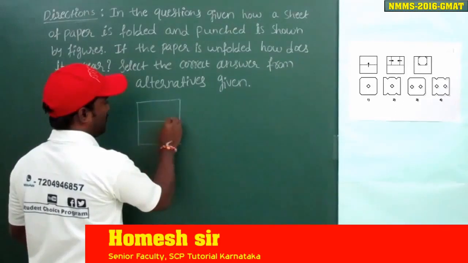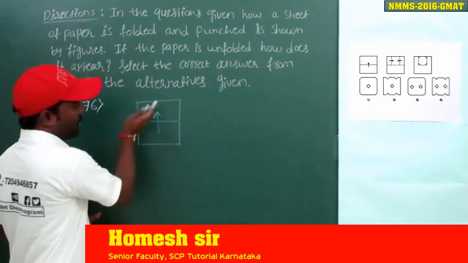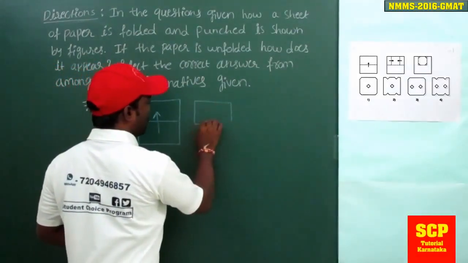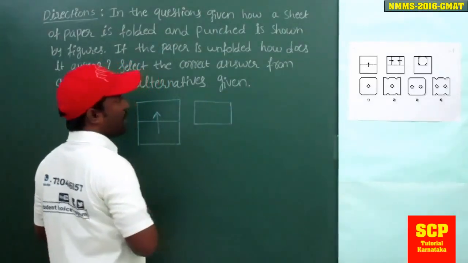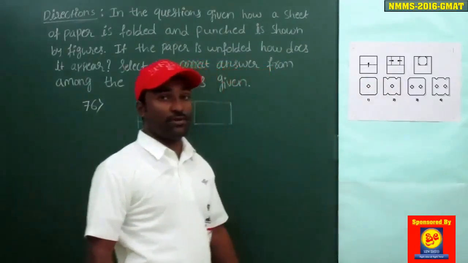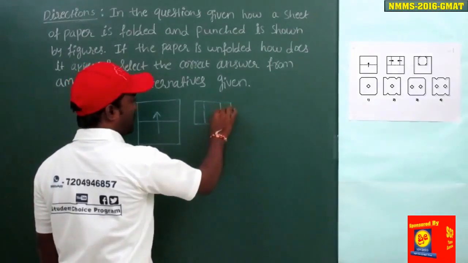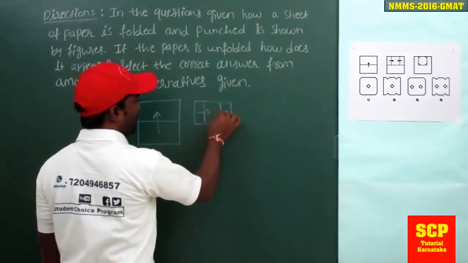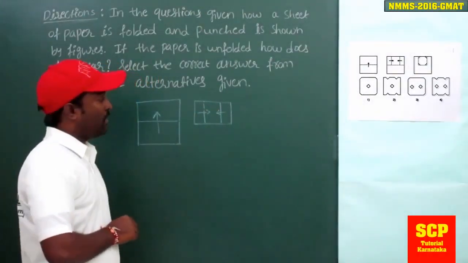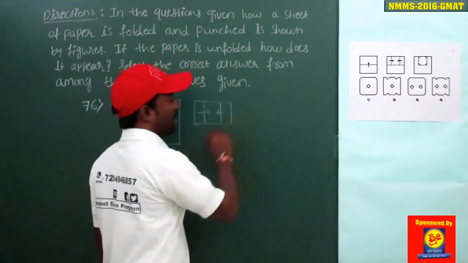This is the paper and this is folded in this direction. This is the first figure that says the paper is folded in this direction. After folding, it will appear like this, isn't it? Now in the second figure, they show that the paper is folded at two different points. One is this, the second one is this, and this is folded in this direction, and this is folded in this direction.